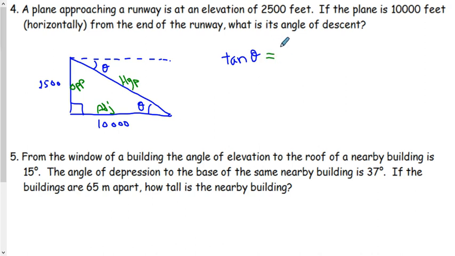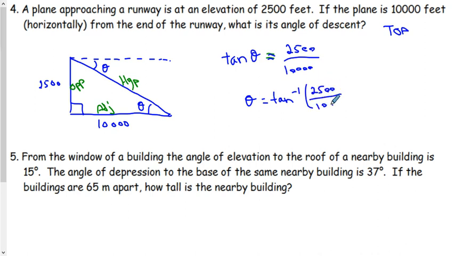Now, tangent is, if we think about our TOA in SOHCAHTOA, opposite over adjacent. So opposite is 2,500, adjacent is 10,000. Let's do our inverse tangent of 2,500 over 10,000. Plug that into our calculator. What are we going to end up with? That gives us an angle of, if we go to one decimal place, 14.0 degrees.